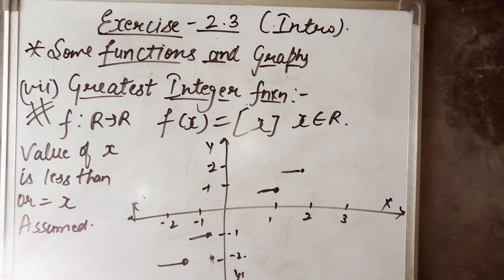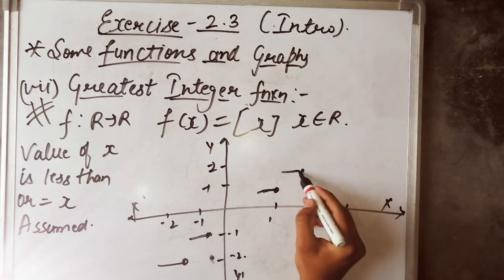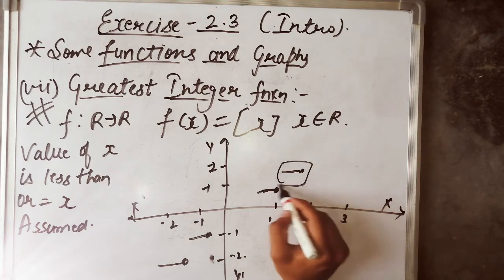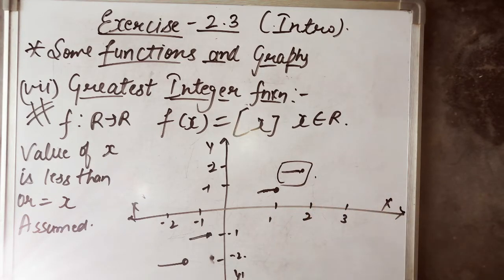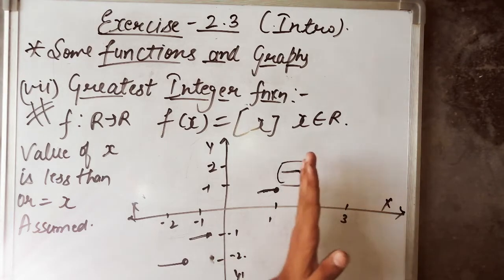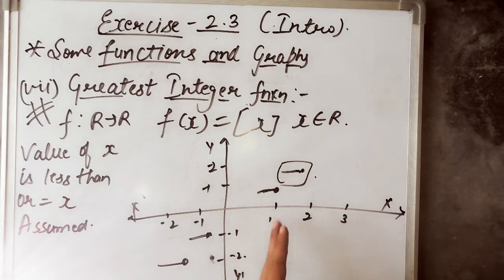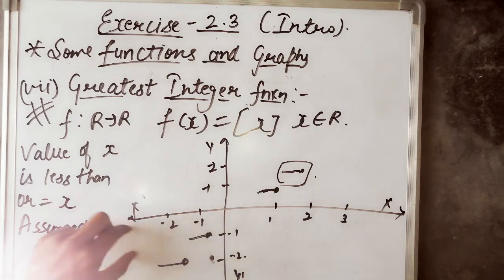It means that, let's take this here, the greatest value is 2 and the value of x is decreasing continuously, and in this also the value of x is decreasing and the maximum value is 1, and same here.